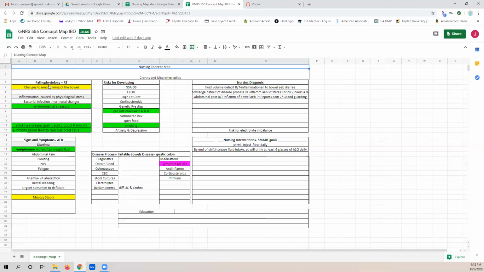And I started with the pathophysiology. What do we know is happening? What do you guys remember? We want them to just throw out what they think they know, okay? And then we highlight the pieces, or we add in the pieces that they didn't know.